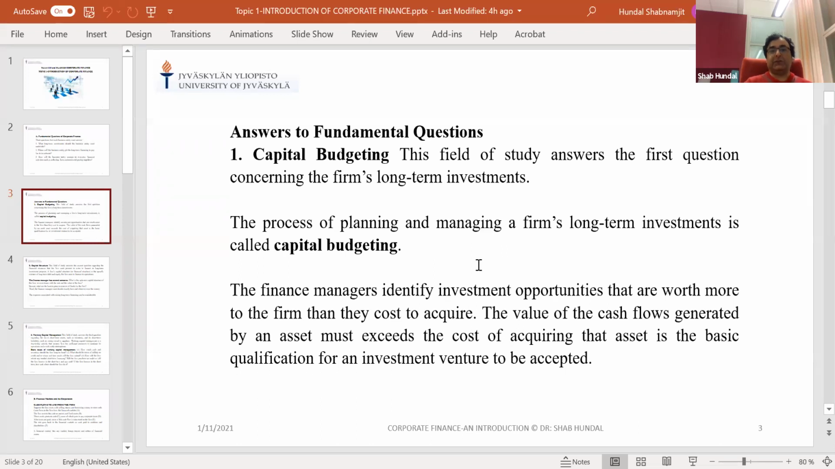iterative process of planning and managing the firm's long-term investment. And the long-term investment, this is very tricky, this inclusion of the time dimension in the field of finance. What is long-term? What is short-term? I remember when I was studying economics at the bachelor level, we had so many time periods: the market period, which is a very short period, then the short period, the medium period, then the long period, and then an awfully long period called the secular period.